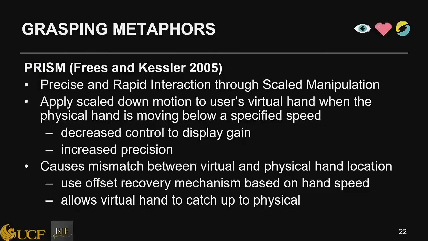And this is really good if I have a very dense area of objects that I want to select from. But, of course, the trade-off is that you cause a mismatch between the virtual and the physical hand location. Obviously, if I'm moving this way and the virtual hand is not where I expect, it's out of sync. So what has to be done is an offset recovery mechanism based on the hand speed. Once the hand speed reaches a certain threshold, we take the virtual hand and move it back to the original physical hand location, and that allows the hand to catch up to the physical hand.